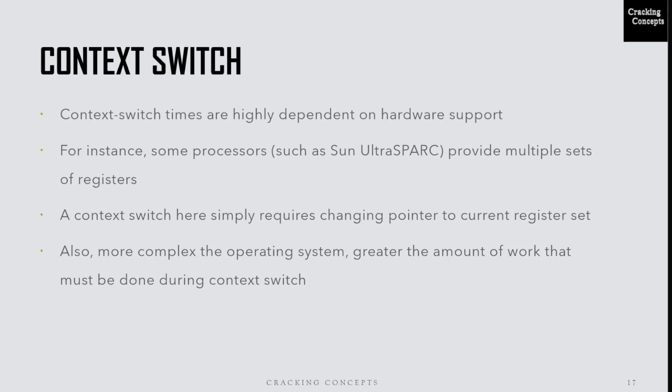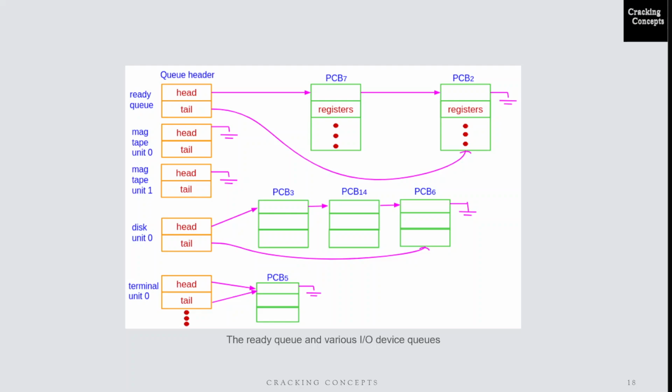Also, the more complex the operating system, the greater the amount of work that must be done during a context switch. This is a diagram that is depicting the ready queue and various device queues.